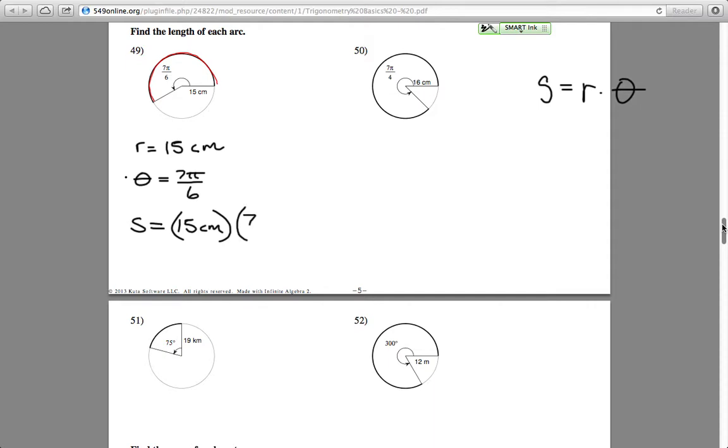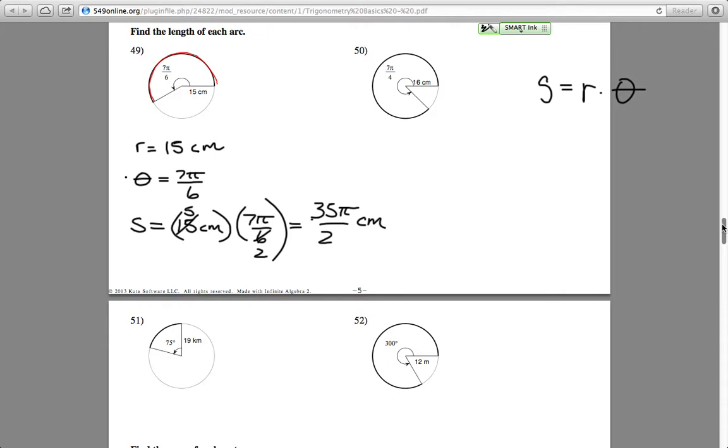So, and then it's 7 pi over 6, but the radians really don't really help us here. So we drop the radians, and then I reduce this. The exact answer, let's see, a 3 goes into this, 5, so it'd be 35 pi over what? 2. 35 pi over 2 would be the exact answer now, and it's in centimeters.